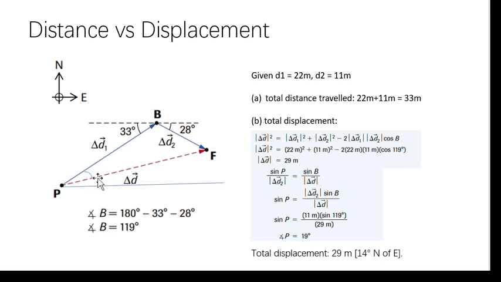How can we find this angle, the smaller angle? We can find the smaller angle by subtracting 19 from 33, and that is because this line is parallel to this dashed line. So this bigger angle is 33 degrees, and also we found that angle P is 19 degrees. Therefore, the smaller angle would be 33 minus 19, which is 14 degrees. And therefore, the total displacement is 29 meters, 14 degrees north of east.